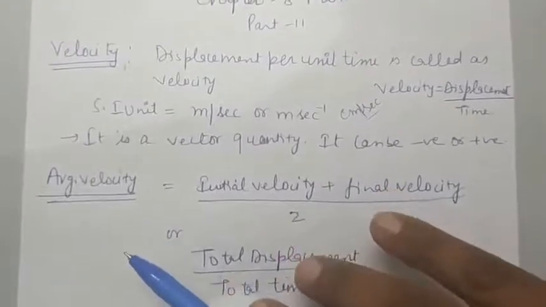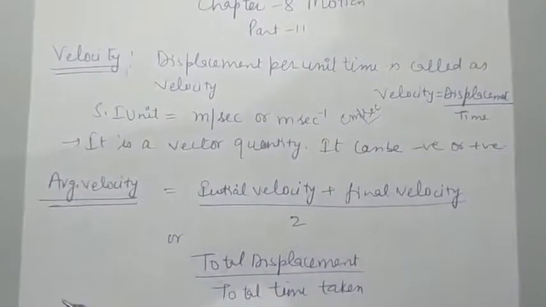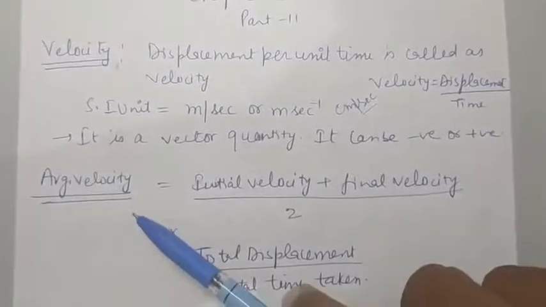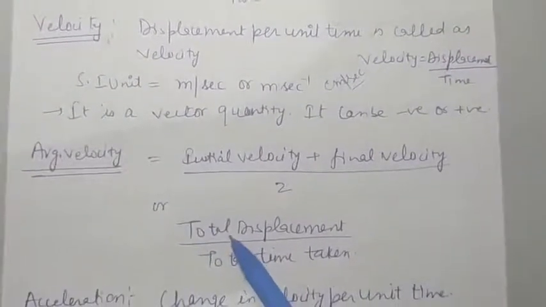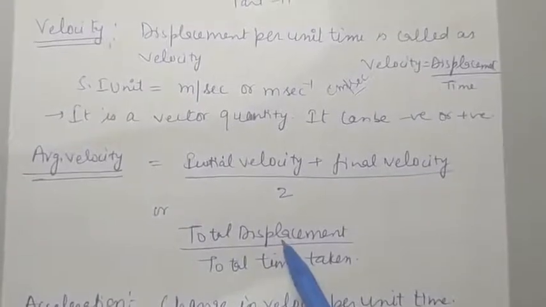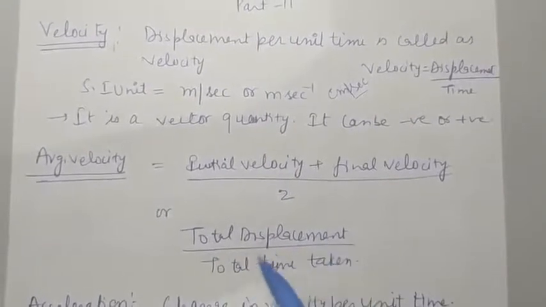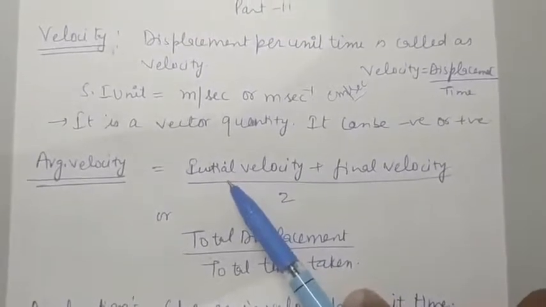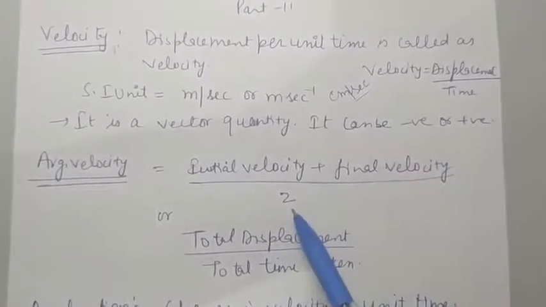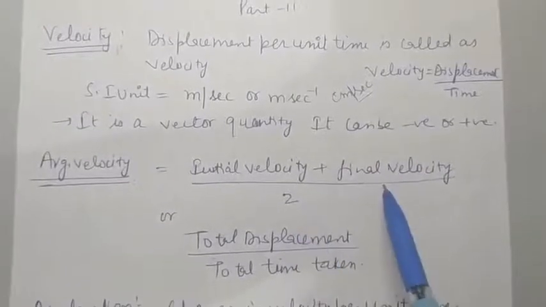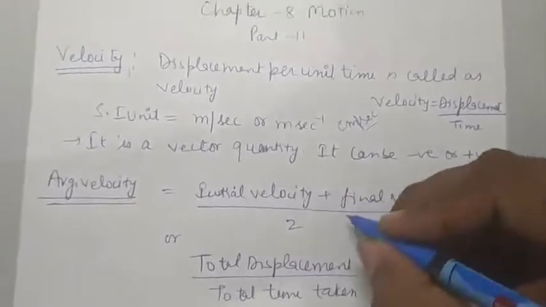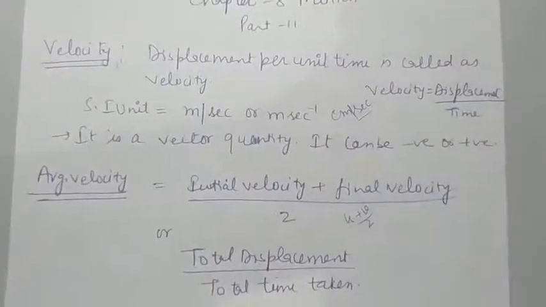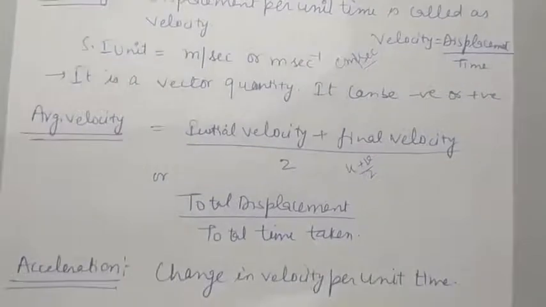After that, average velocity. Average speed was total distance traveled by total time taken. Now we have to find the average velocity. One formula will be the same, but in place of distance there will be displacement: total displacement by total time taken. And another formula is initial velocity plus final velocity by 2. Initial velocity is u and final velocity is v, then it will be equal to u plus v by 2.